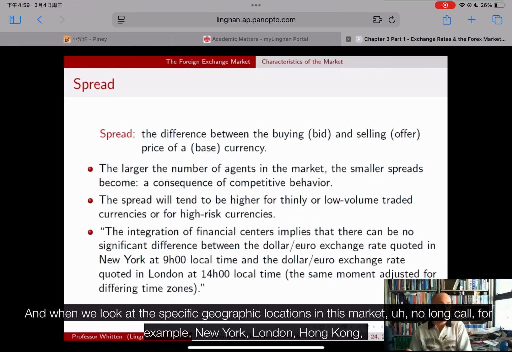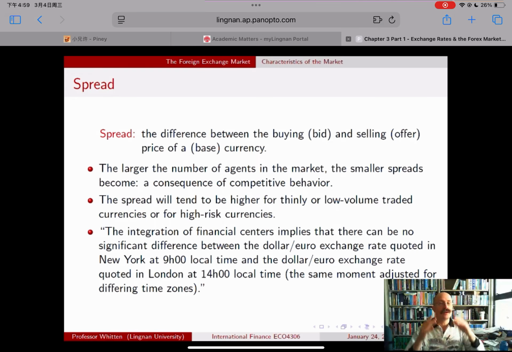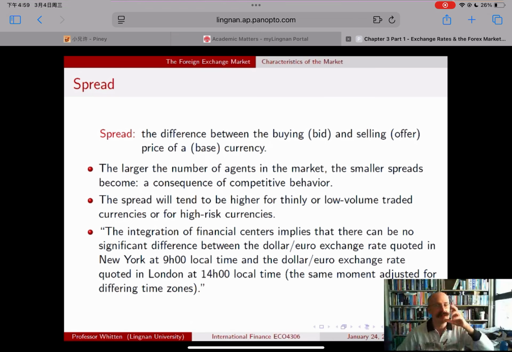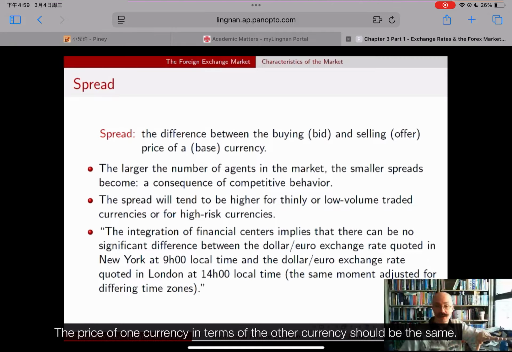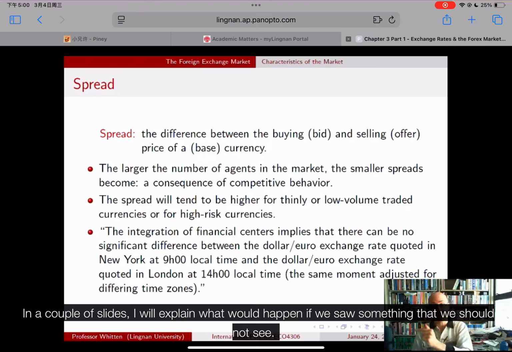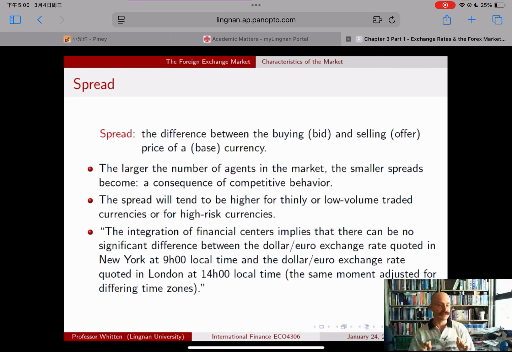And when we look at the specific geographic locations in this market, Hong Kong, for example, New York, London, we should conclude that at any moment in time, regardless of the time on the clock in the place where you're examining, the price of one currency in terms of the other currency should be the same. There should be no meaningful difference. The emphasis here is should. In a couple of slides, I will explain what would happen if we saw something that we should not see.